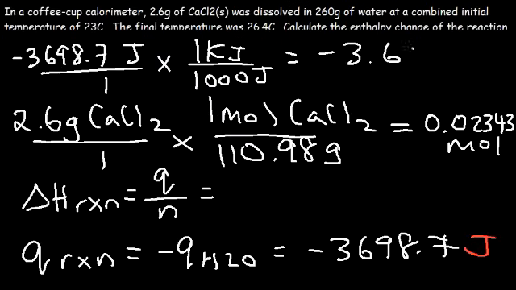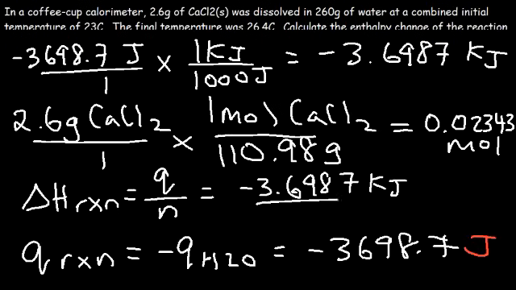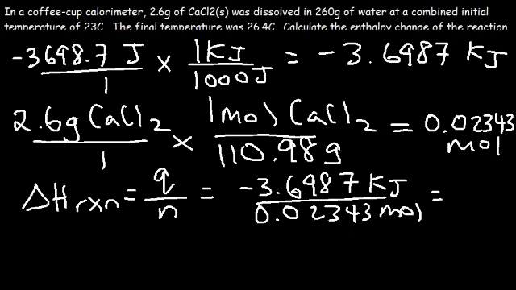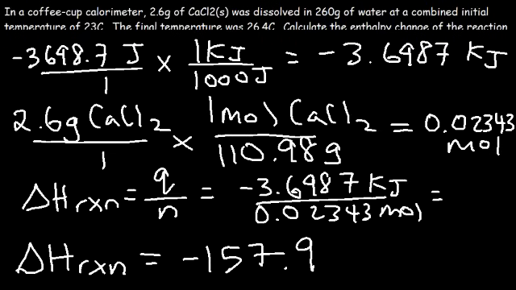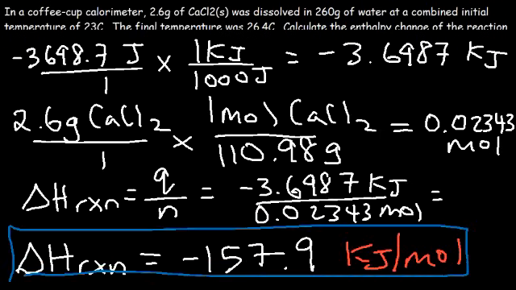So it's negative 3.6987 kilojoules. And let's divide it by 0.02343 moles. So the final answer is negative 157.9 kilojoules per mole. So that's how you can find the enthalpy change of the reaction, given the temperature change of water.